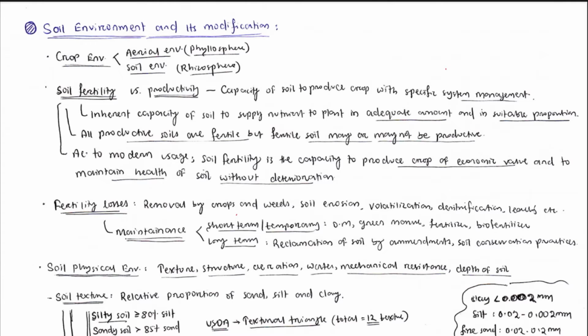Hello students, welcome back. In this series of Principles of Agronomy, we have already covered the introduction and agrometeorology part, and growth and development, the factors affecting growth and development, all those concepts we have covered in gist. Today we are going to discuss soil environment and its modification.